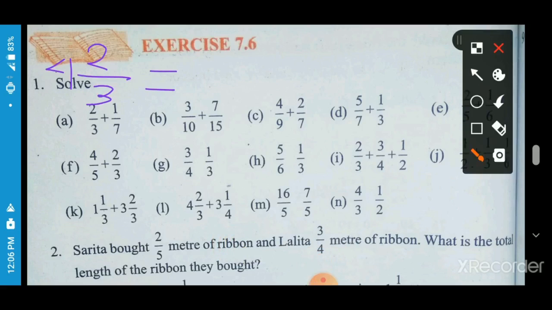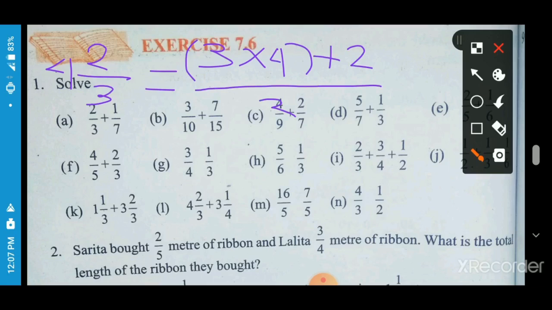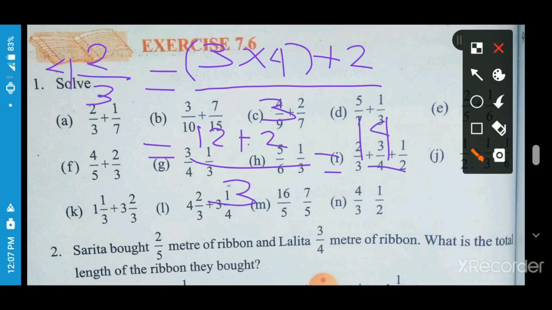Now the part L, 4 2 by 3 plus 3 1 by 4. These two are mixed fractions. So first we convert the mixed fractions into improper fractions. For converting these fractions, first we multiply 3 with 4 and then to the product of 3 and 4 we add the remainder 2 and the divisor is the same, that is 3. So the new value is 3 4s are 12, 12 plus 2 upon 3, so it is 14 upon 3.